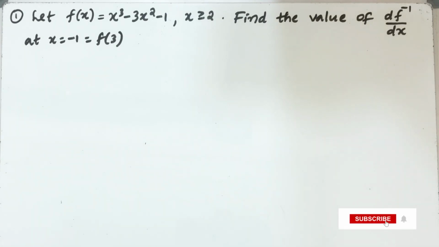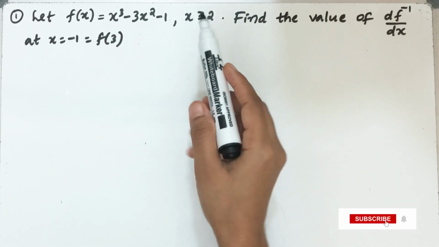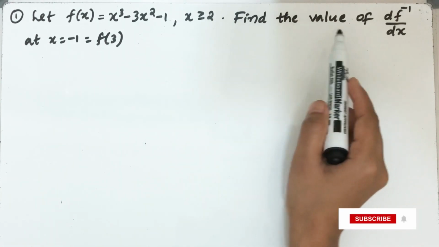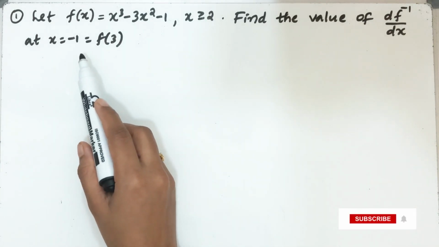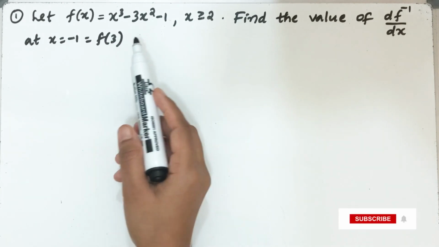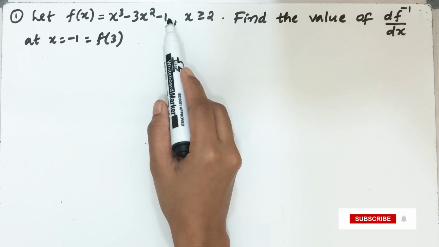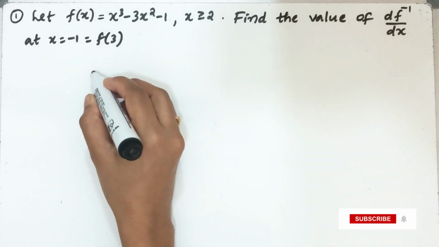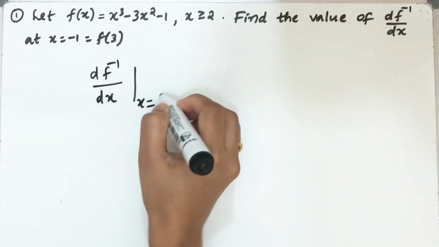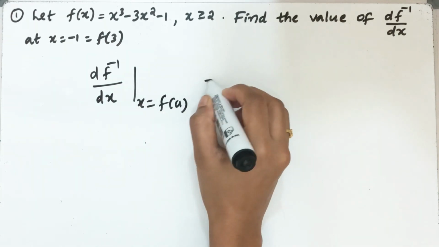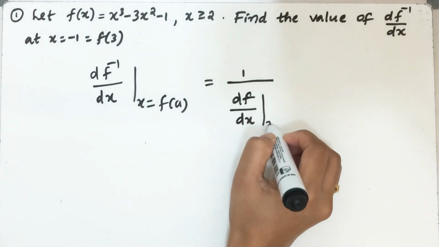See the first question. Let f of x is equal to x cube minus 3x square minus 1, x greater than or equal to 2. Find the value of df inverse by dx at x is equal to minus 1, which is equal to f of 3. We have to find df inverse by dx. We have given f. We know the formula df inverse by dx at x is equal to f of a, which is equal to 1 by df by dx at x is equal to a.